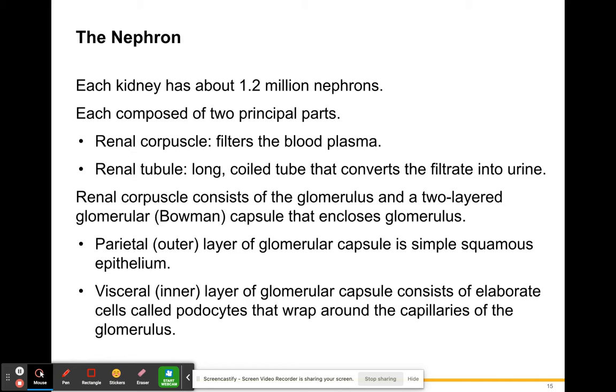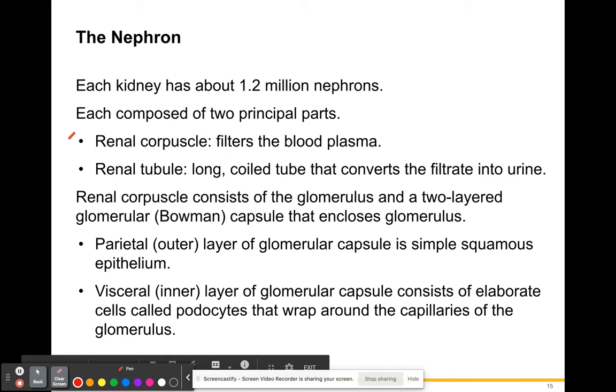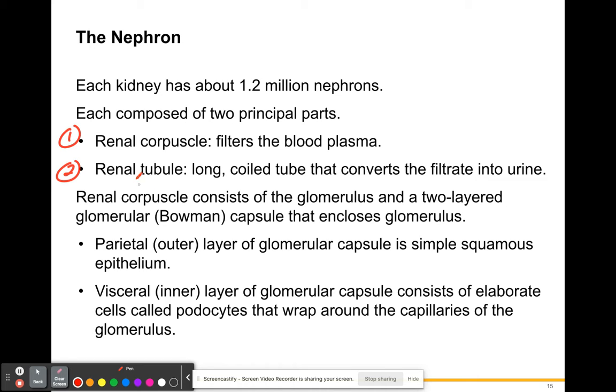We have about 1.2 million nephrons in each one of our kidneys, and they are composed of 2 major parts, called the renal corpuscle and the renal tubule. The renal corpuscle filters your blood plasma, and the renal tubule is going to help convert the filtrate into urine. The filtrate is going to be the things removed from your blood plasma. We're going to learn about what the filtrate is composed of in a moment.